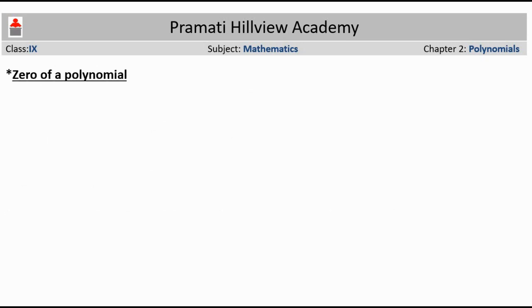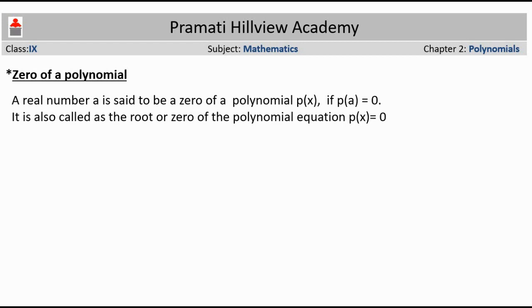Zero of a polynomial. A real value a is said to be a zero of a polynomial p(x) if p(a) = 0. This is also called the root or zero of the polynomial equation p(x) = 0. It is nothing but the value of x which makes the given polynomial equation p(x) = 0.